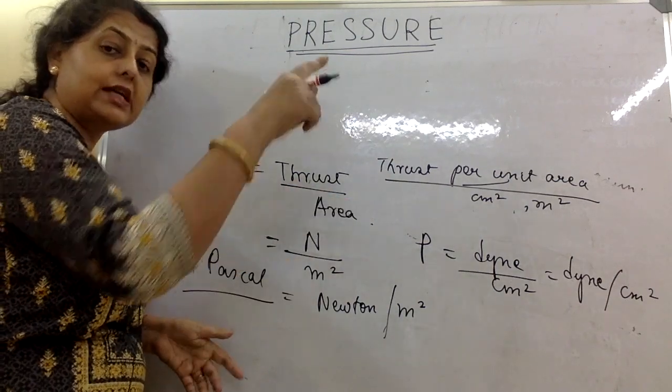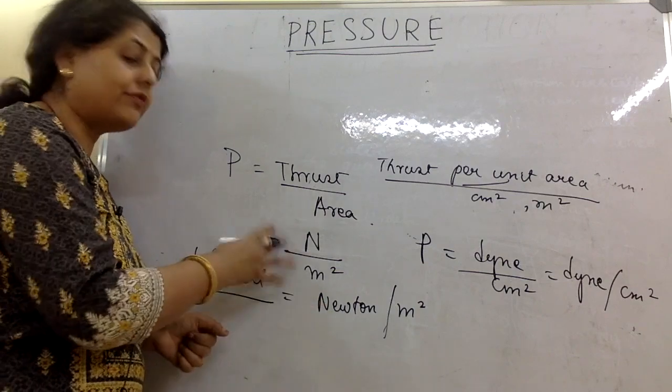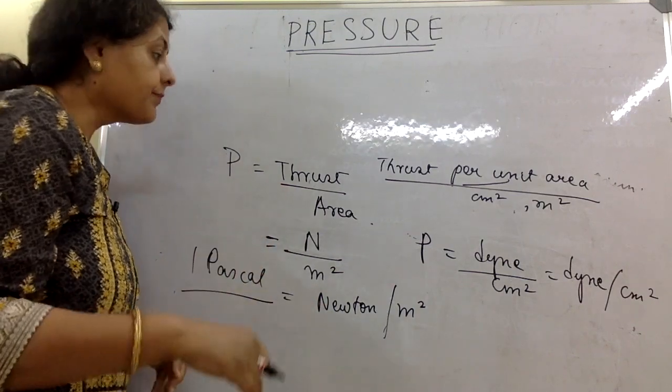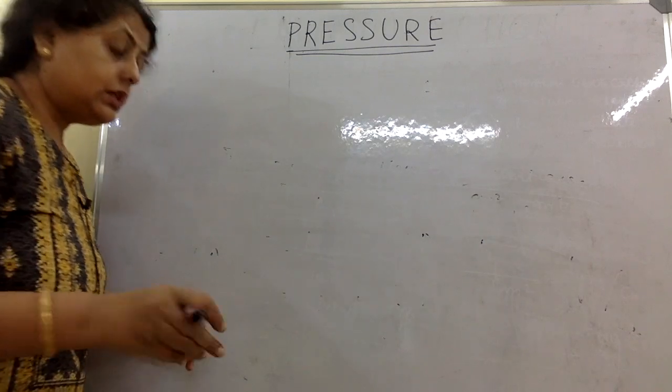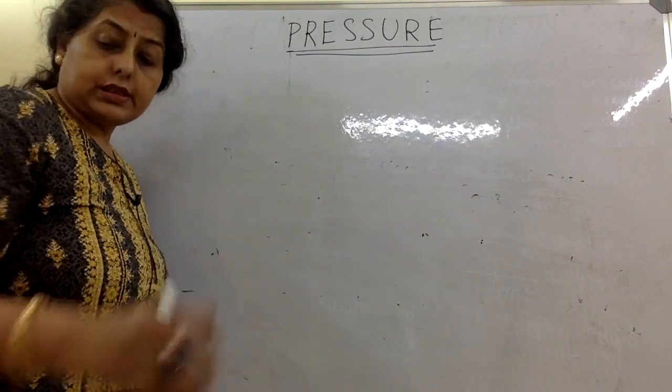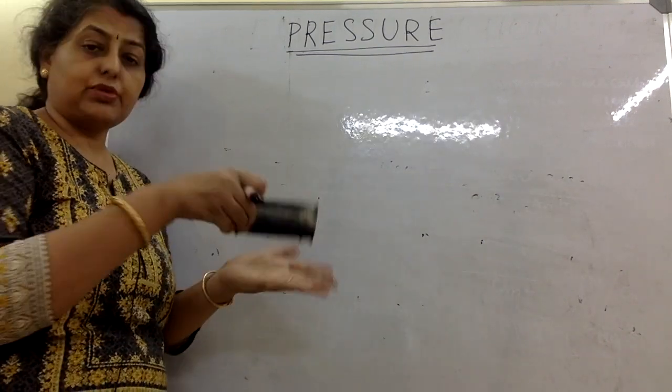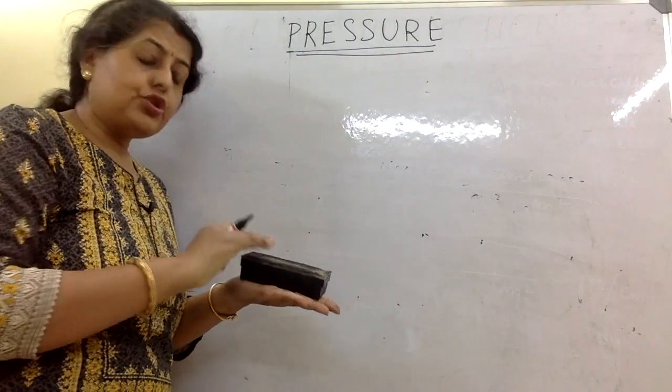When we use dyne, we have to use centimeter square. Mostly we use Newton only in our sums. Okay. Now there is something very interesting about this. I was talking about this one. Okay. I was talking about this.